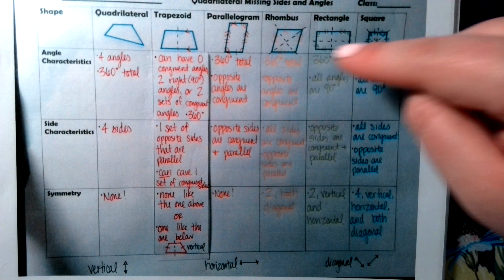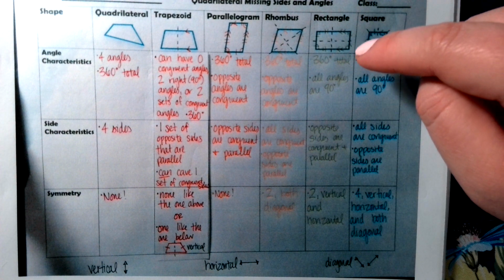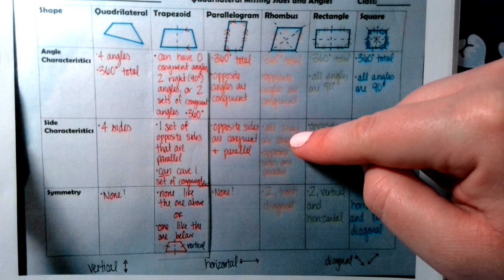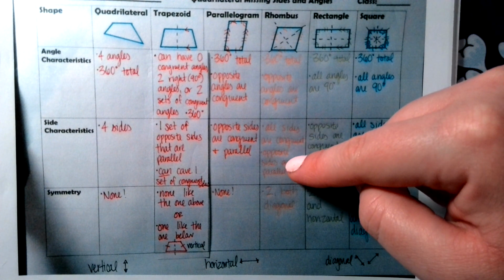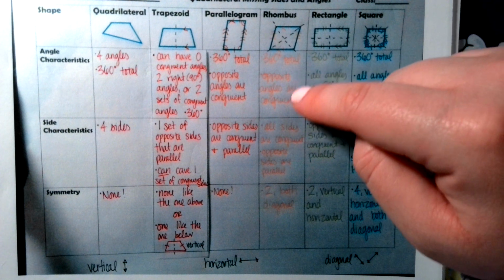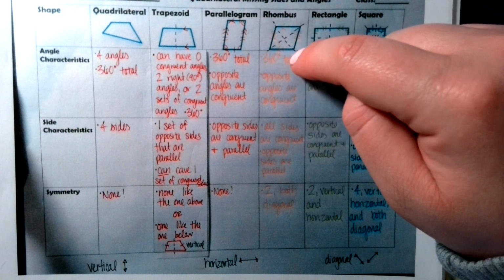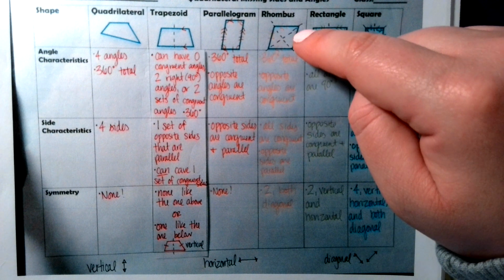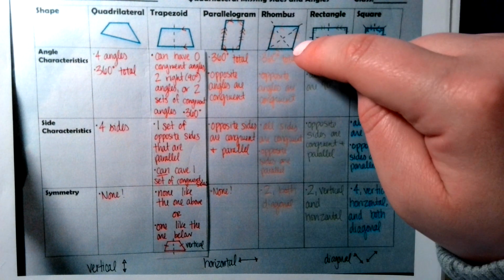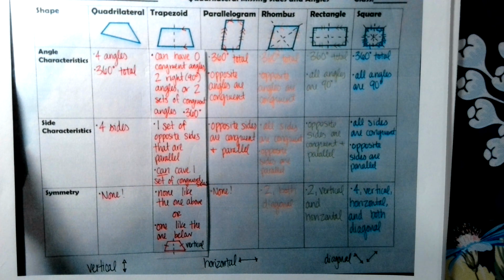A rhombus is like a square that just got pushed over because all its sides are congruent. All the sides are the exact same. Opposite sides are also parallel. And then just like with the parallelogram, opposite angles are congruent. So those angles are the same and those angles are the same. It has 2 lines of symmetry and they're both the diagonal lines.